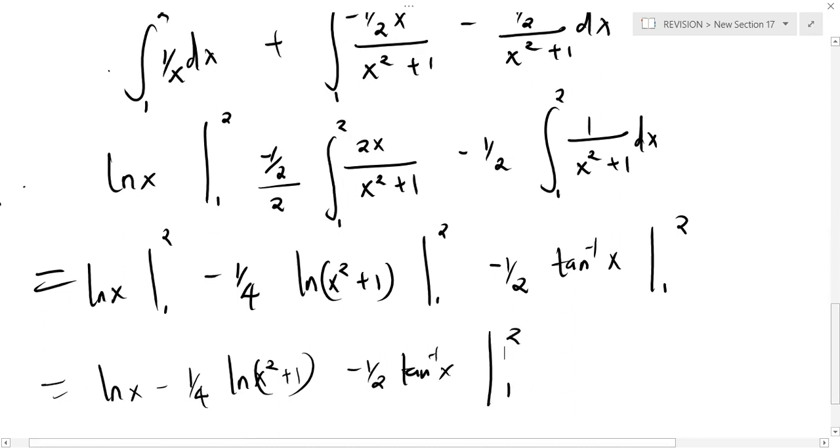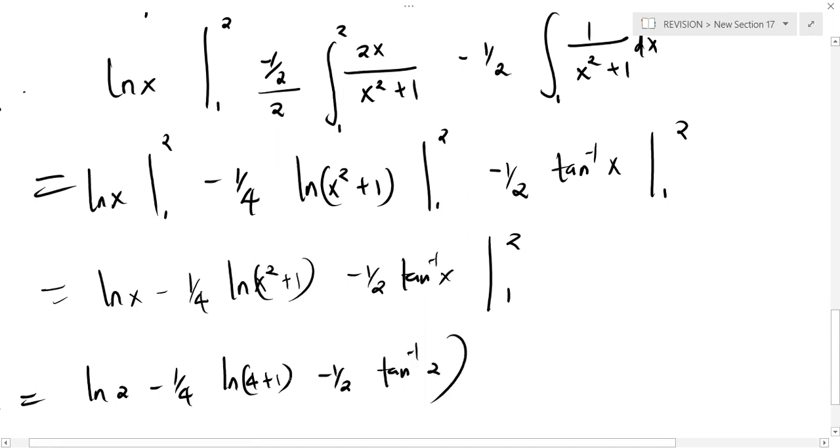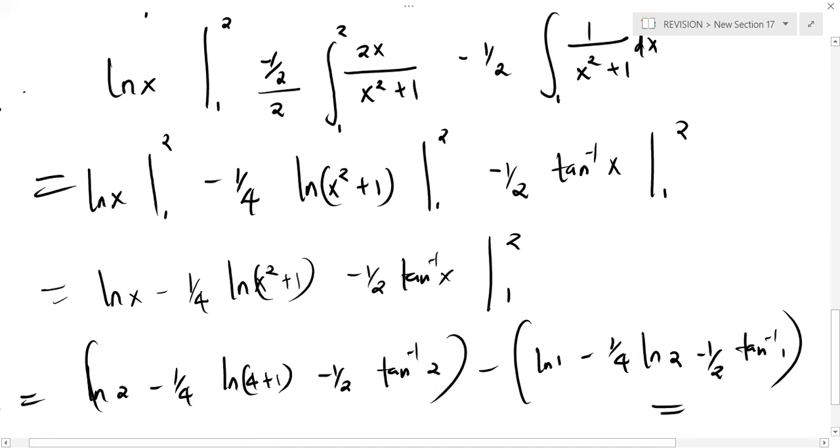So replace the ranges with 2, then minus 1. This will give ln 2 minus a quarter ln of 4 plus 1, minus a half tan inverse of 2. Then all this minus ln 1 minus a quarter ln of 1 squared plus 1, minus a half tan inverse of 1. That is how we go about it. So we can input those values and get our answer.